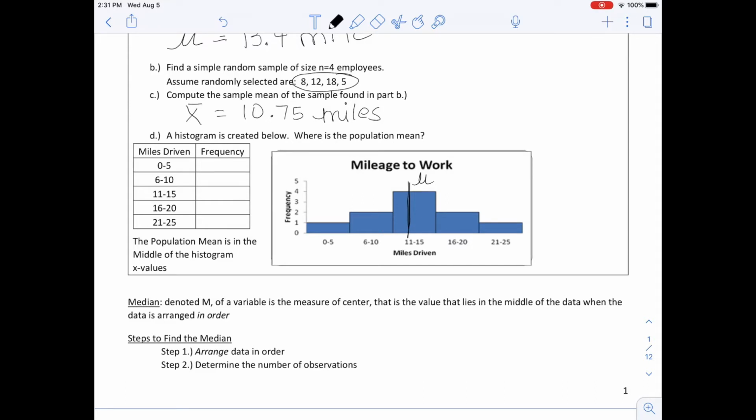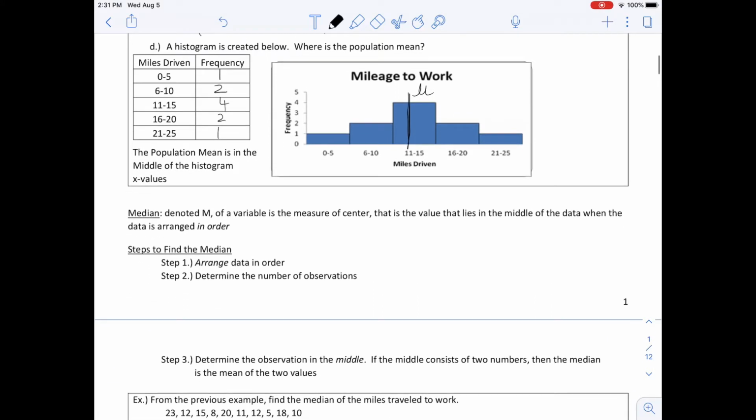If you notice, our frequency distribution is not finished. You can read your histogram and go backwards from that, or you can look at the data set that we have. One person drives between 0 and 5 miles, 2 are between 6 and 10, 4 between 11 and 15, 2 between 16 and 20, and 1 between 21 and 25. The population mean is in the middle of the histogram's x values, and this distribution looks approximately bell-shaped.